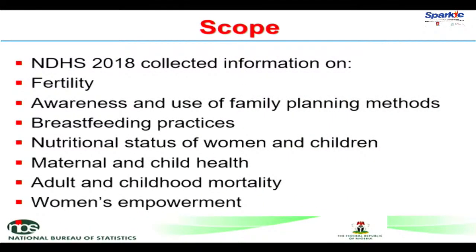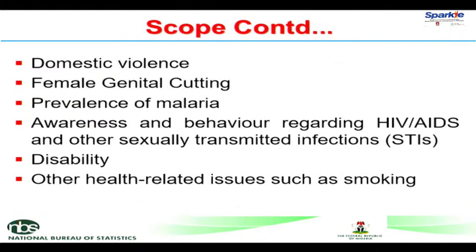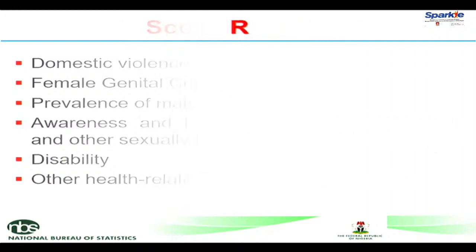So just concentrate. It also looks at nutrition status of women and children, maternal and child health, adult and childhood mortality, women empowerment, domestic violence, female genital mutilation or female genital cutting, prevalence of malaria, awareness and behavior regarding AIDS and HIV, then other sexually transmitted infections. Also, it slightly looks into disability and other related health issues such as smoking.